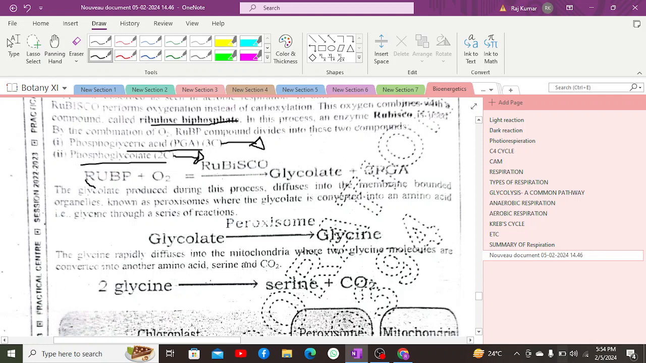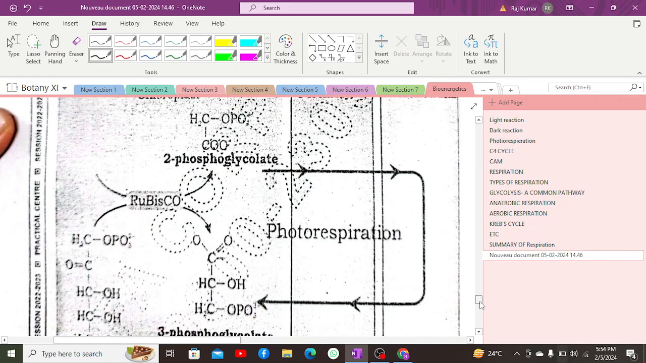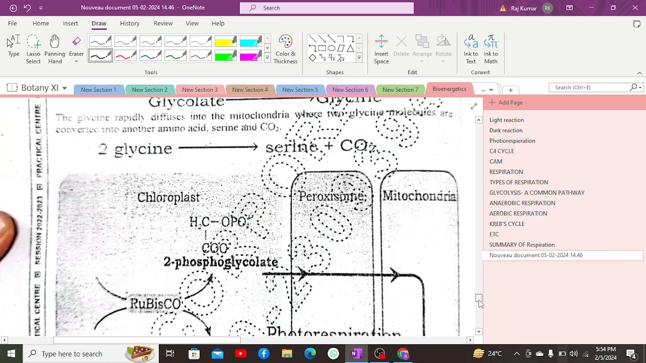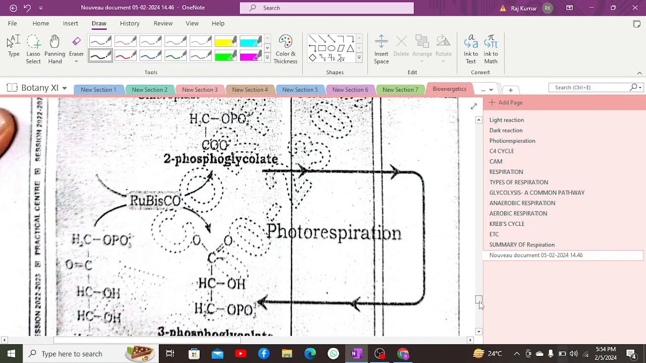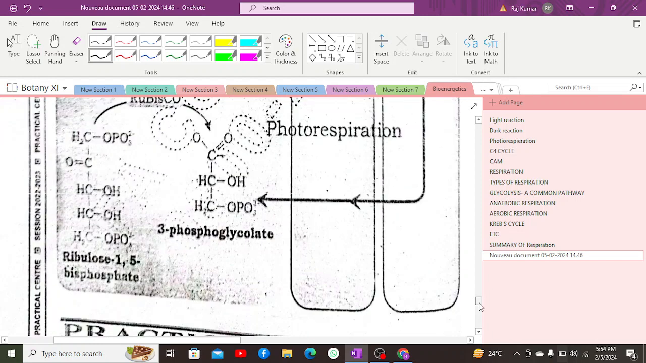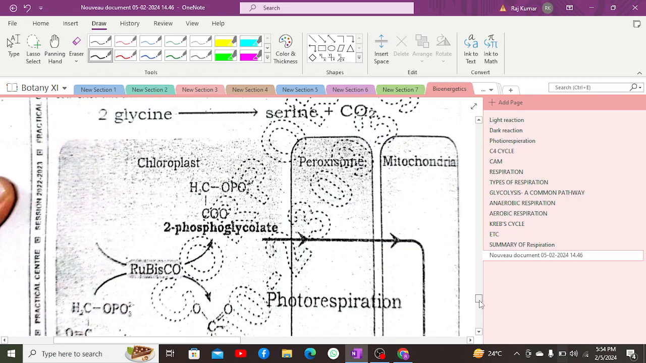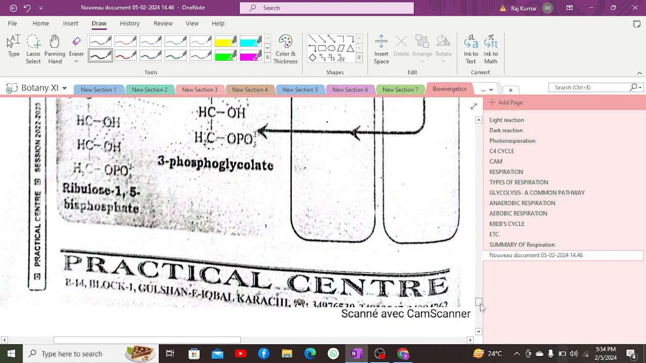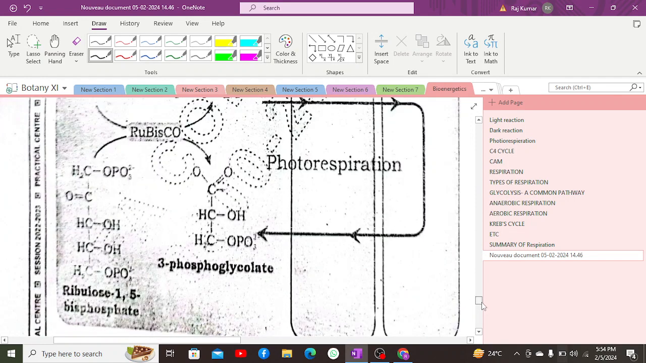Apart from that, the glycine obtained will be converted into serine and carbon dioxide in the mitochondria. Within that process, the carbon dioxide will remain within the mitochondria, and the serine will be released and sent to the peroxisome, where it is converted into hydroxypyruvate, and then into glycerate. It is then sent into the chloroplast, where it is converted into 3-phosphoglycerate.